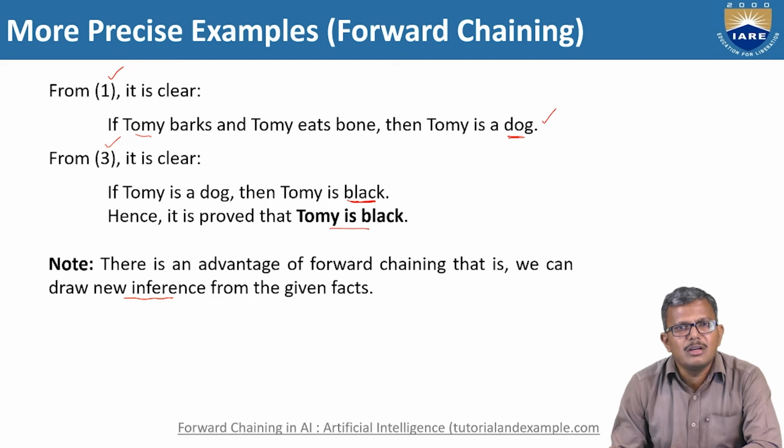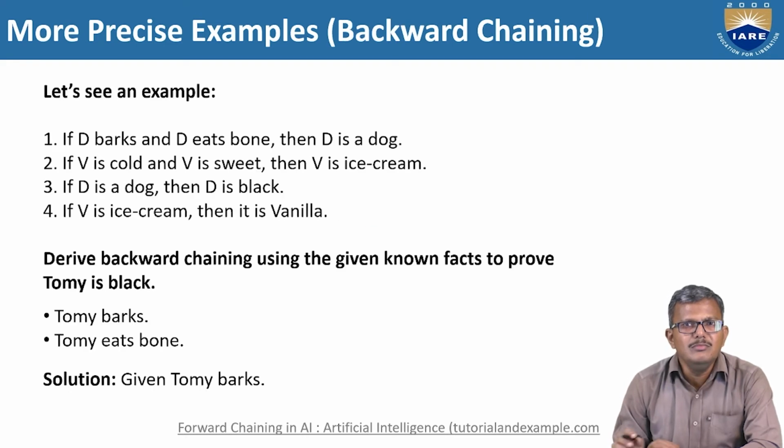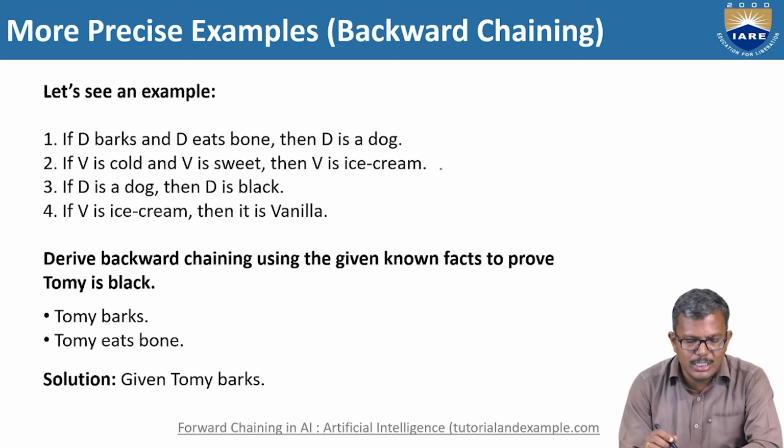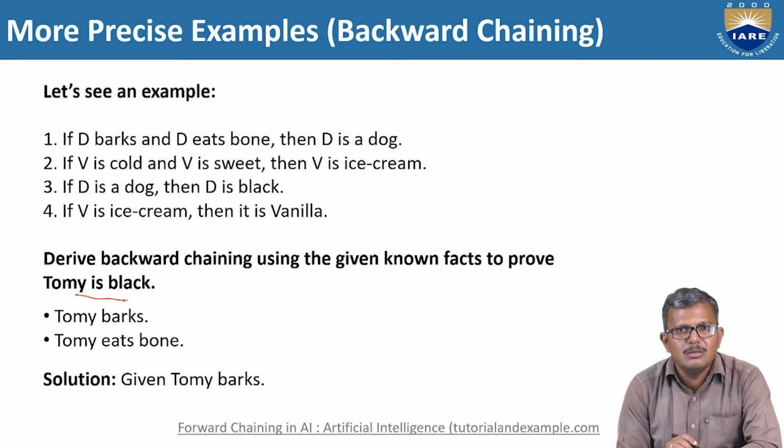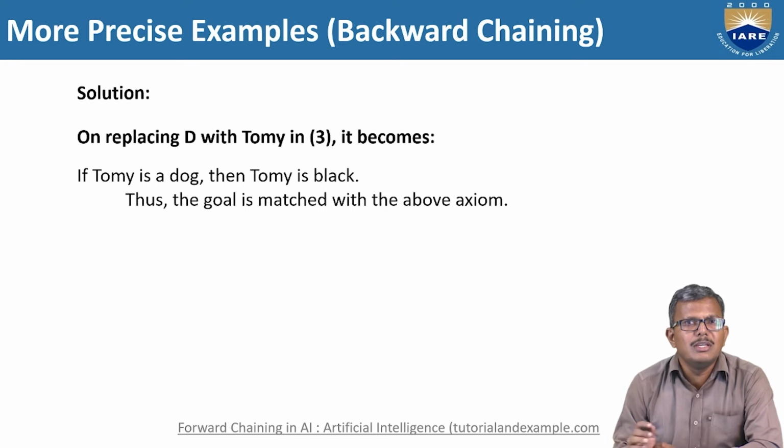Now we try to work on backward reasoning. The same example, the same facts are given to us. The only thing is we need to prove the same thing, that Tommy is black. So the approach will be different, because we are not following the forward search here. We are following the backward search. So in this case, how are we going to do it? The solution will be this one.